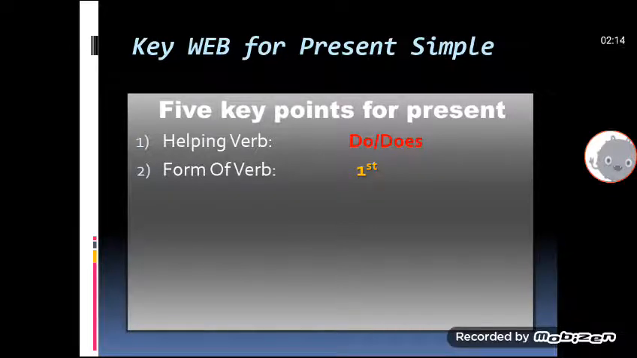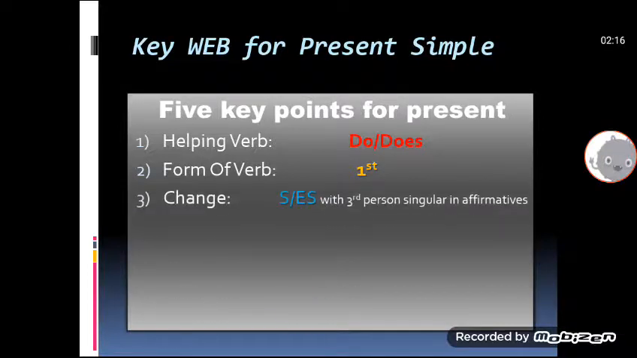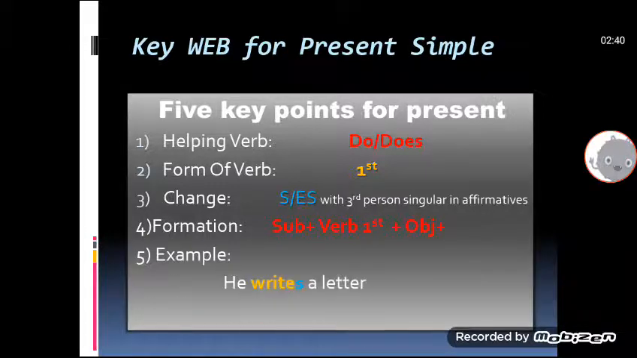The second thing is the form of verb. We always use the first form. And the change is the use of s or es with third person singular in affirmatives. Clear? Only in affirmative sentences we add s and es to the verb, which we covered in detail last day. And the next formation, subject plus verb first plus object. Example, he writes a letter. Clear? Now you can see he, third person singular, write with s.